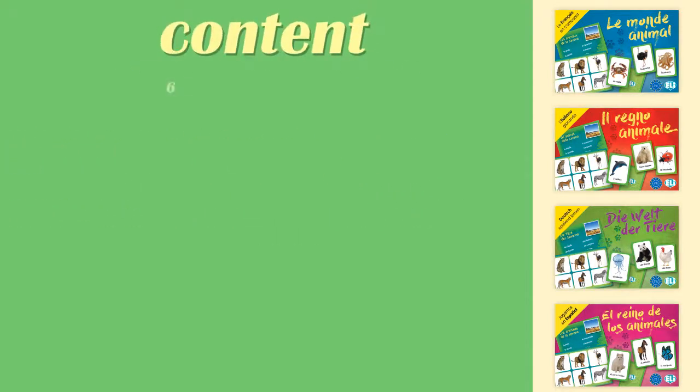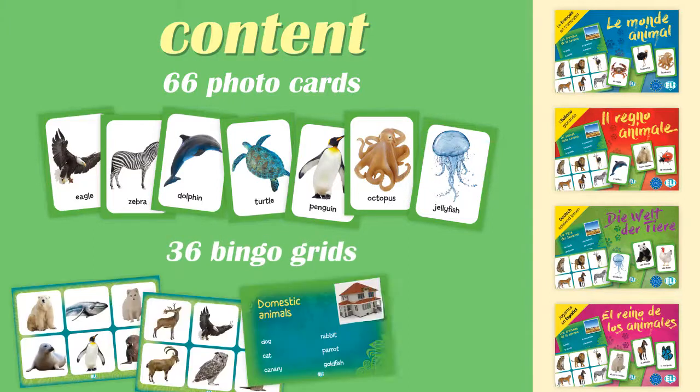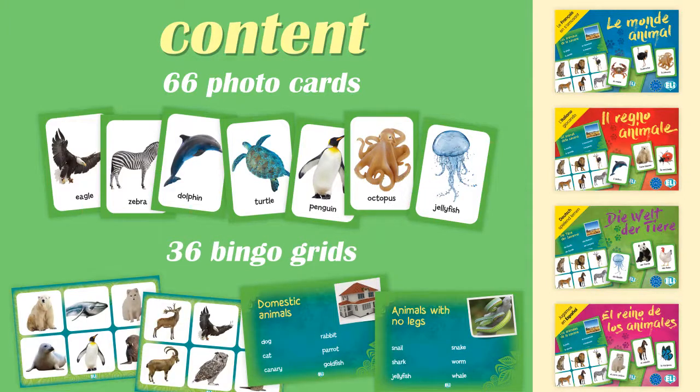The box contains 66 photo cards with images of animals and corresponding written words, 36 bingo grids with 6 pictures on the front side and lists of animals on the reverse side, and an instruction booklet.